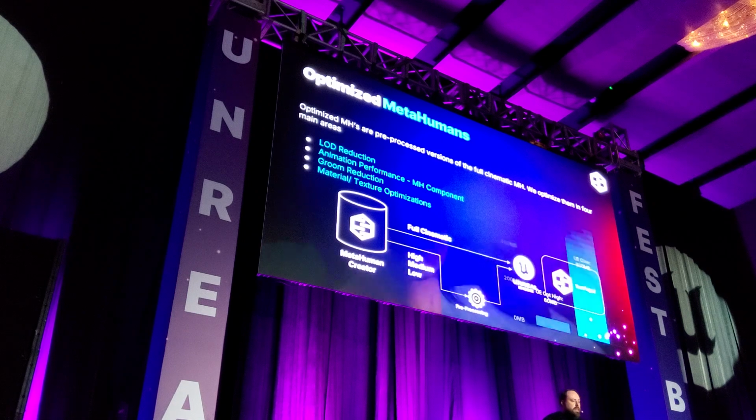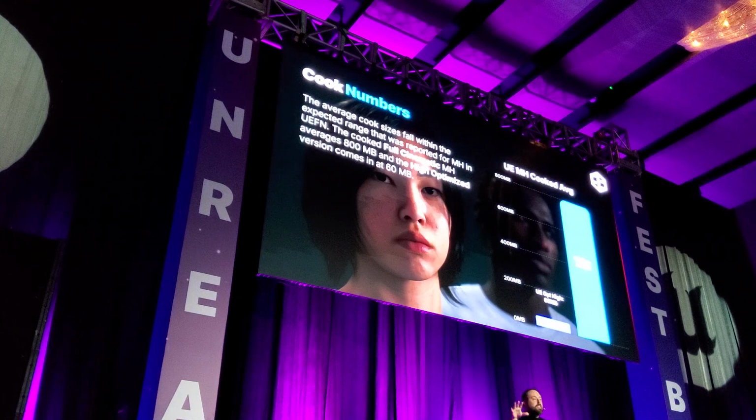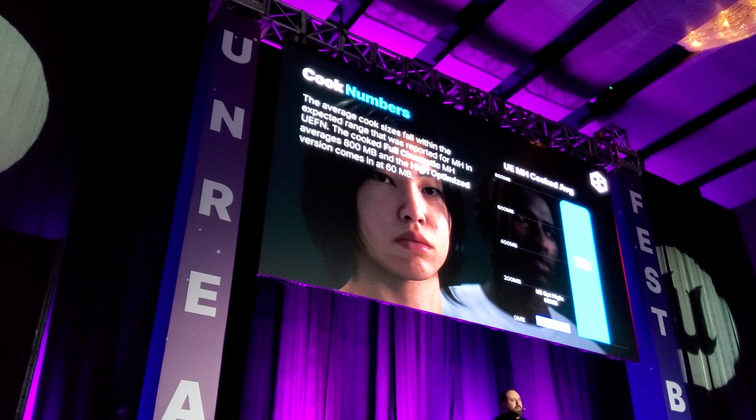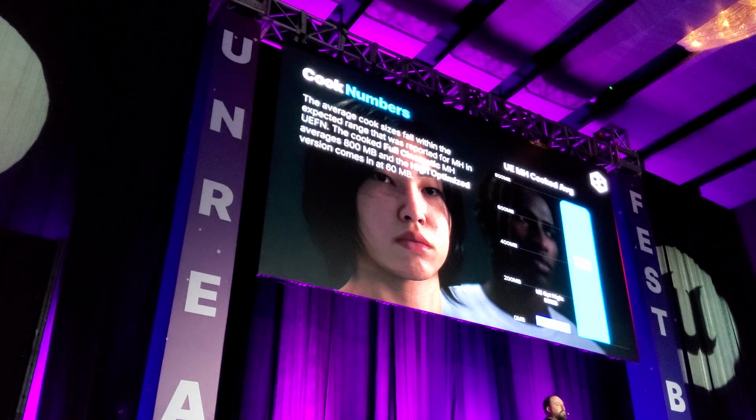And you can see the output of this with the average clip size. A full cinematic metahuman is about 800 megabytes on disk, which is huge. And just choosing the high-end version of the metahuman goes down to 60 megabytes, which is much more reasonable in terms of setup for your game.